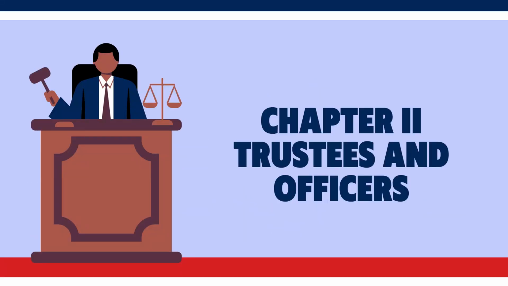Chapter 2, titled Trustees and Officers, expounds upon the procedures concerning the election and tenure of trustees. Additionally, it delves into matters pertaining to the compilation of a list comprising members, proxies, and the designated venue for meetings.